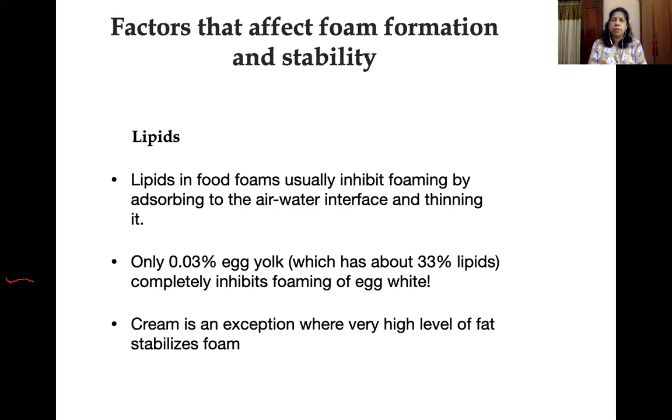Only 0.03% egg yolk, which has about 33% lipids, completely inhibits the foaming of egg white. I think you have practiced this: when you beat the egg white, you can get the foam. But if you put the egg yolk together as a full egg and beat it, you can't get a foam. So what is the reason? Because if the lipids are there, it totally does not support making a foam.